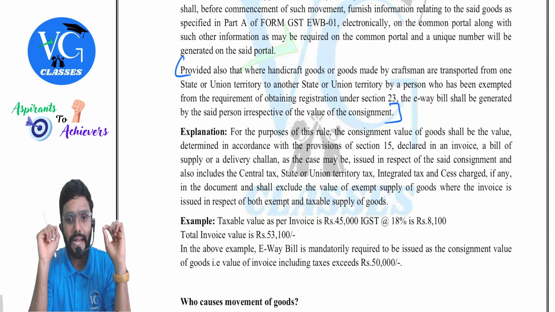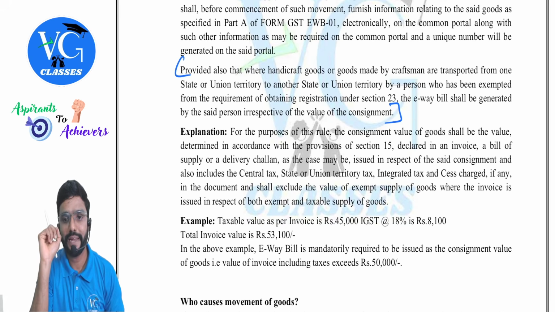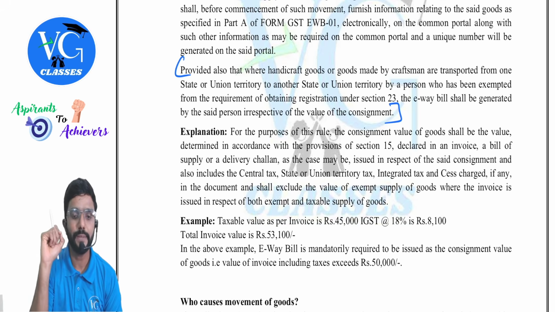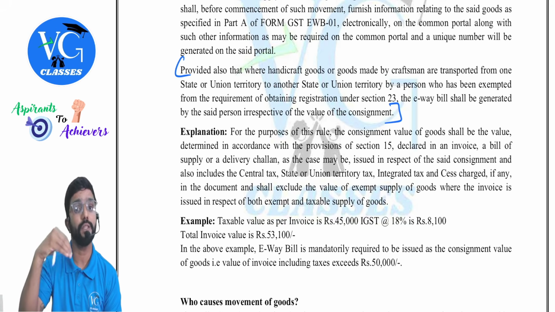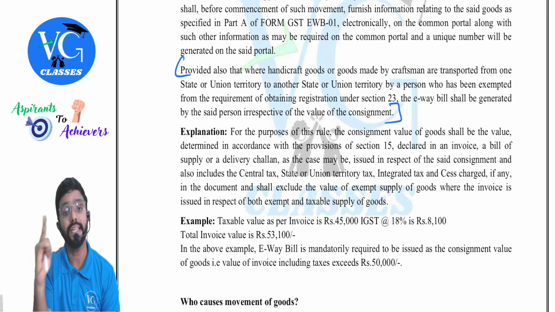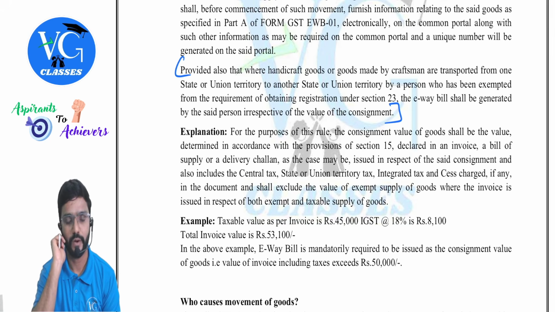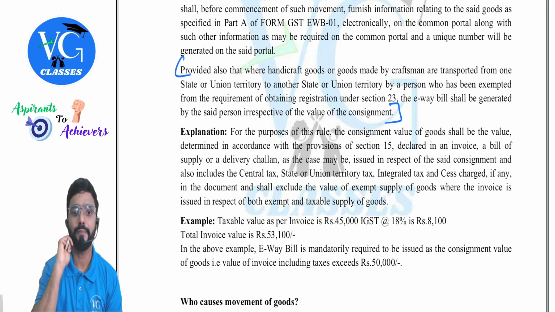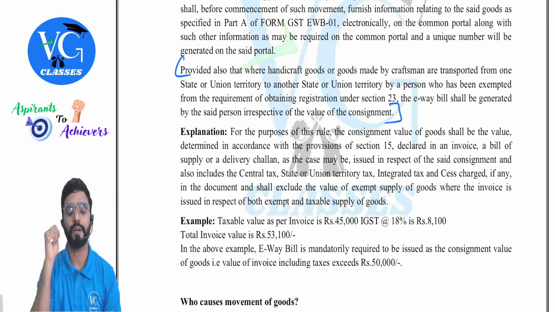Provided also that where handicraft goods or goods made by a craftsman are transported from one state or union territory to another state or union territory by a person who has been exempted from the requirement of obtaining registration under section 23. For them, exemption for registration is given, if you guys recall. Now, even though they are supplying the goods outside the state, still registration is not applicable for them until they cross the threshold limit. That is of 10 or 20 lakh. The e-way bill shall be generated by the said person irrespective of the value of consignment.